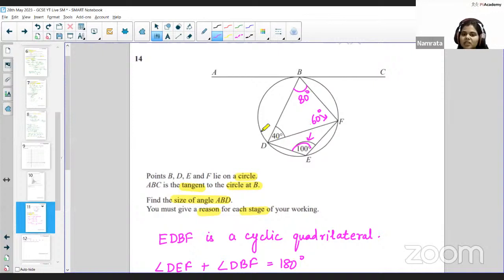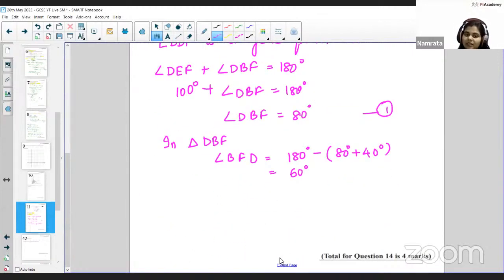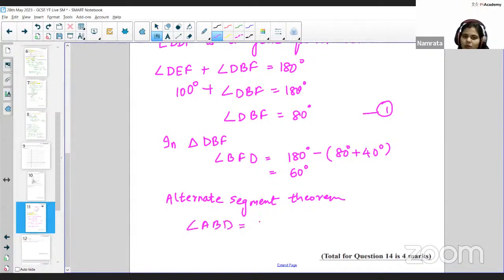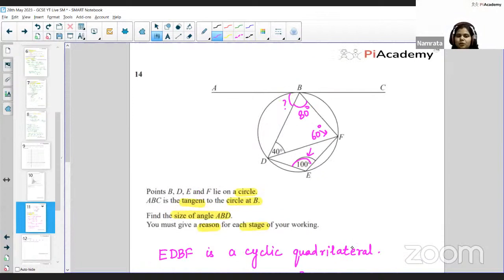Now we need to find out the size of angle ABD. That is this one. ABC is a tangent at B and BF is a chord. So using which theorem? Alternate segment theorem. We'll get our answer to be equal to 60. How? Angle ABD will be equal to angle BFD, and that measure is 60 degrees. So that would give you the measure of angle ABD too. Hope that clears your doubt.